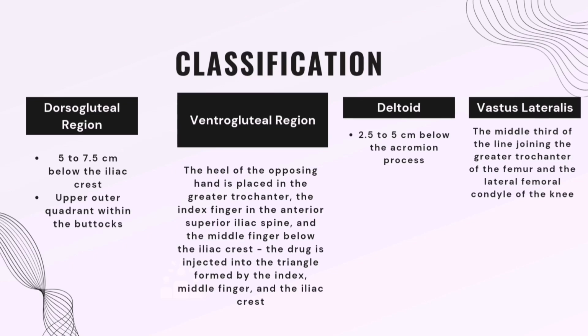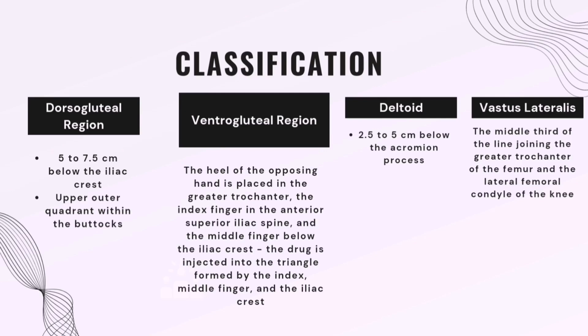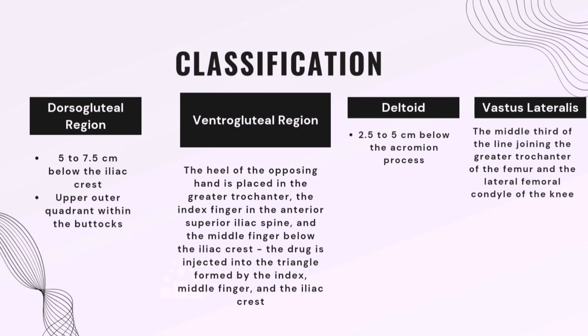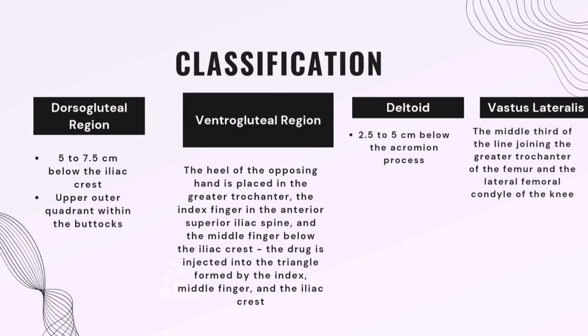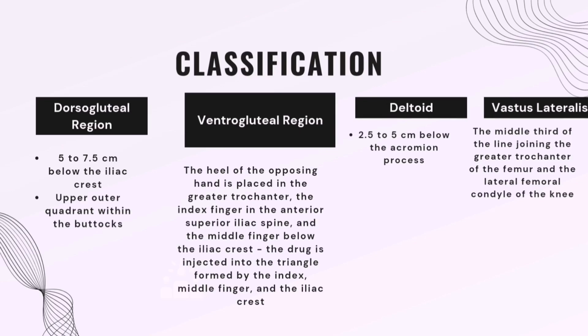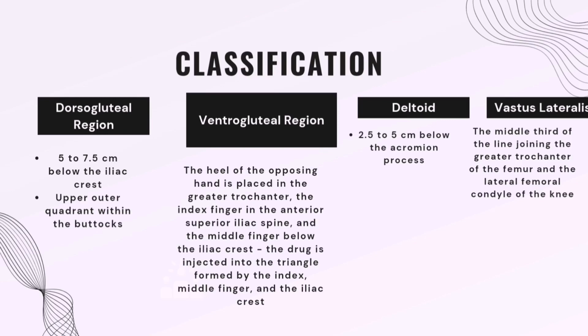Dorsogluteal region: 5 to 7.5 cm below the iliac crest, upper outer quadrant of the buttocks. Ventrogluteal region: the heel of the opposing hand is placed on the greater trochanter, the index finger on the anterior superior iliac spine, and the middle finger below the iliac crest. The drug is injected into the triangle formed by the index finger, middle finger, and the iliac crest.